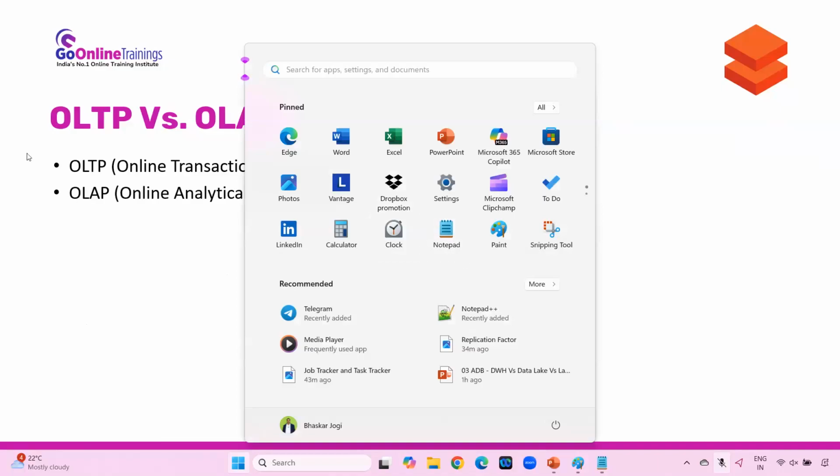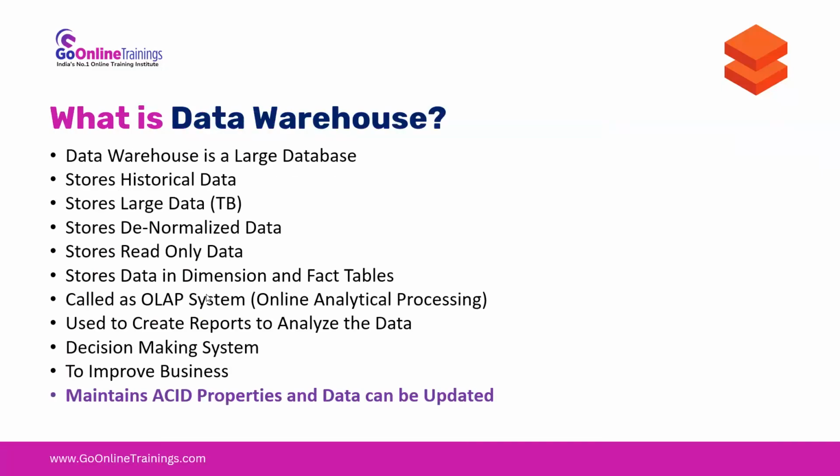So this is a very, very important interview question. You cannot run away. What is OLTP? What is data warehousing or OLAP? So a data warehouse is a large database, stores historical data, stores large data, up to terabytes of data, stores denormalized data, stores read-only data, stores data in dimension and fact tables. It is also called an OLAP system, online analytical processing system, used to create reports and analyze the data from the data warehousing systems. This is also called a decision-making system. To improve the business, we are going to be using a data warehouse.